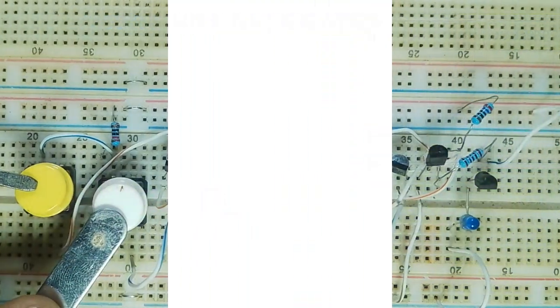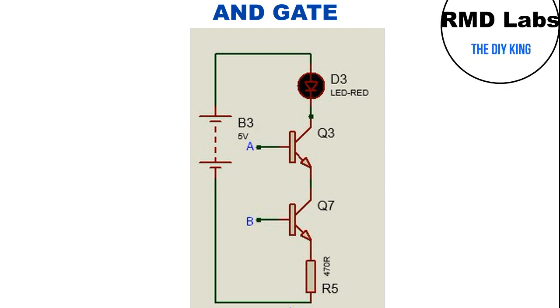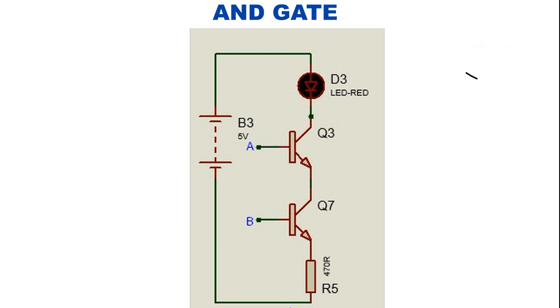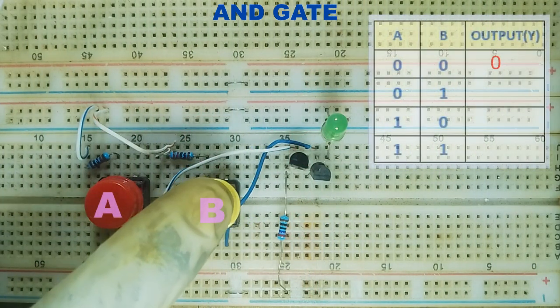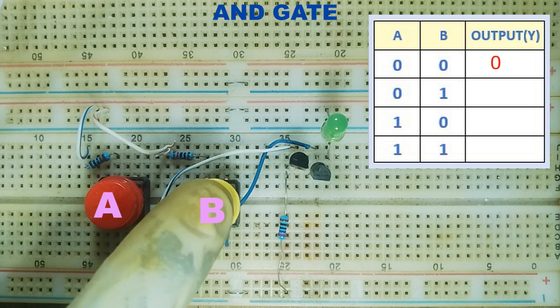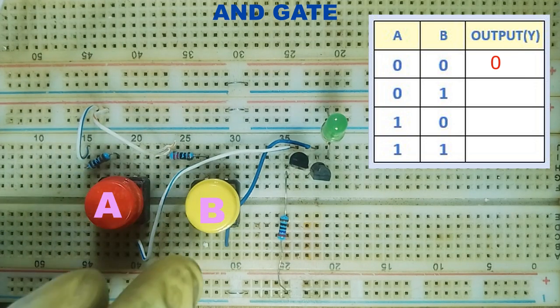AND gate. The AND gate also uses 2 transistors as shown. But instead of connecting them in parallel, they are in series. Ideally, the LED should only turn on when both transistors are on. Let's construct the circuit on the breadboard to see what happens. Currently, both inputs A and B are at logic 0 and the LED is noticeably off. Let's add that to our table.